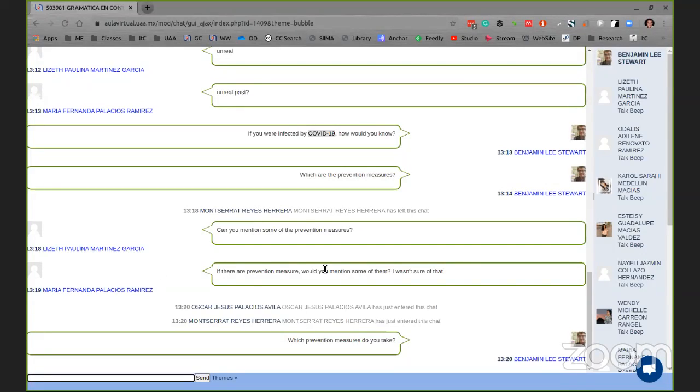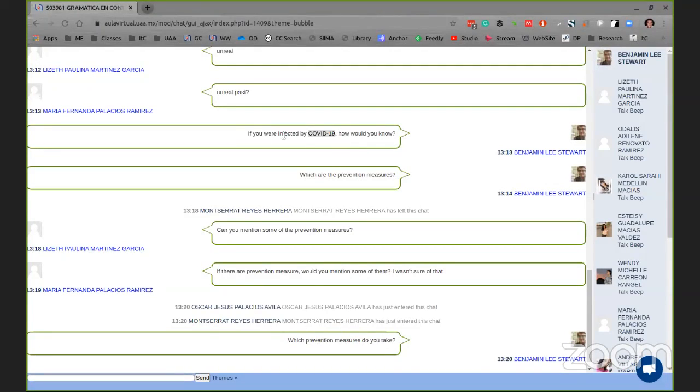Now look at Fernanda's version. Would you mention some of them? Would, right, is an auxiliary. We have the subject, you, and we have the main verb, mention. Now in my example, I have a content word, which, and then I have do as an auxiliary, you as a subject, and take as the verb. But this is a which question. It's a little bit different, right?